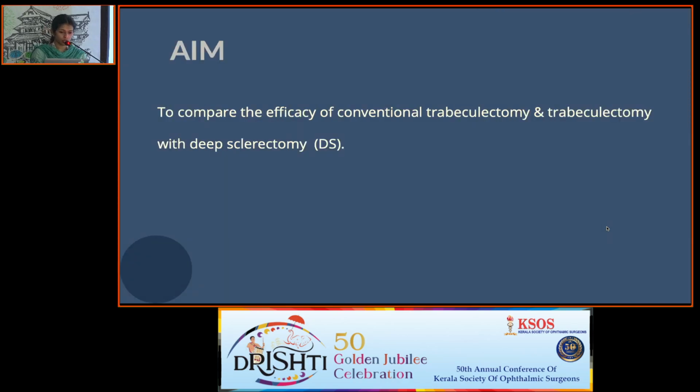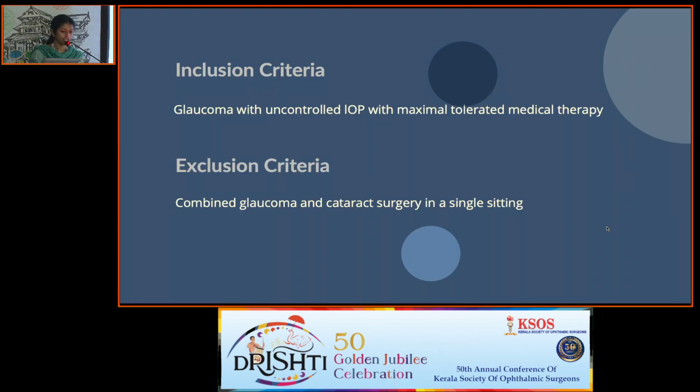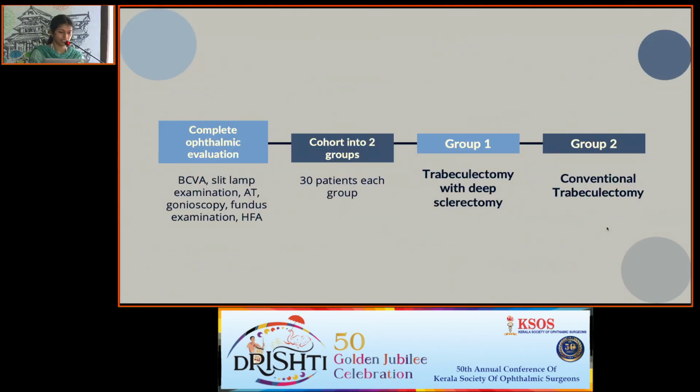The aim of our study was to compare the efficacy of conventional trabeculectomy and trabeculectomy with deep sclerectomy. This was a retrospective study conducted between January 2018 and June 2022 on 60 eyes of 60 patients with medically uncontrolled glaucoma. Informed consent was taken. The inclusion criteria included patients with glaucoma with uncontrolled IOP on maximum tolerated medical therapy, and exclusion criteria included patients who underwent combined glaucoma and cataract surgery in a single sitting.